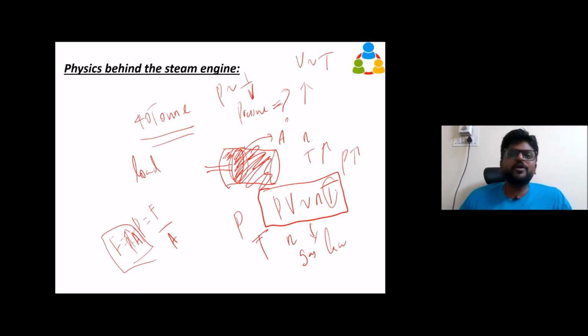Okay, why I want to bring and confuse this means because I want you to get connected to what you are going to read, the gas law, and how it is applied here.